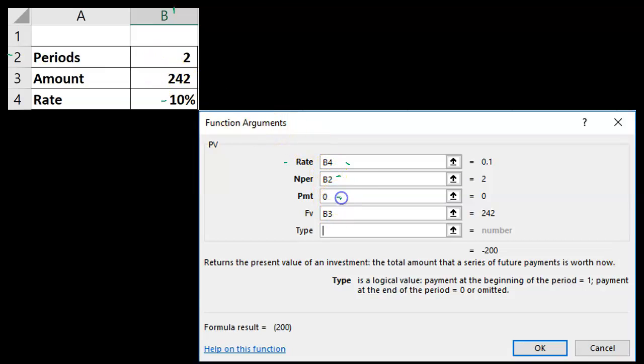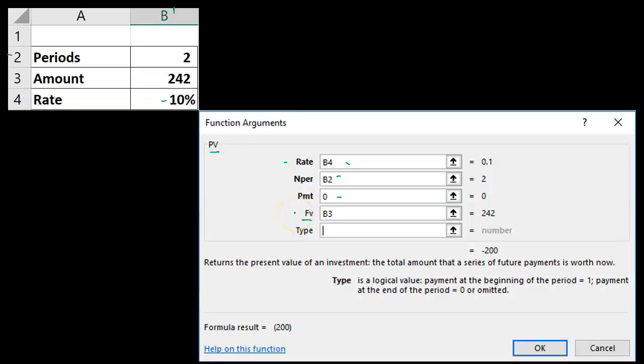The payment is 0. That's the tricky thing with this because we're going to use the same PV formula for the present value and the present value of an annuity. And therefore, we'll use the same fields. The payment means annuity payments. And there are none because we're not making systematic annuity payments. We'll take a look at annuity payments in the future. Therefore, that's 0.